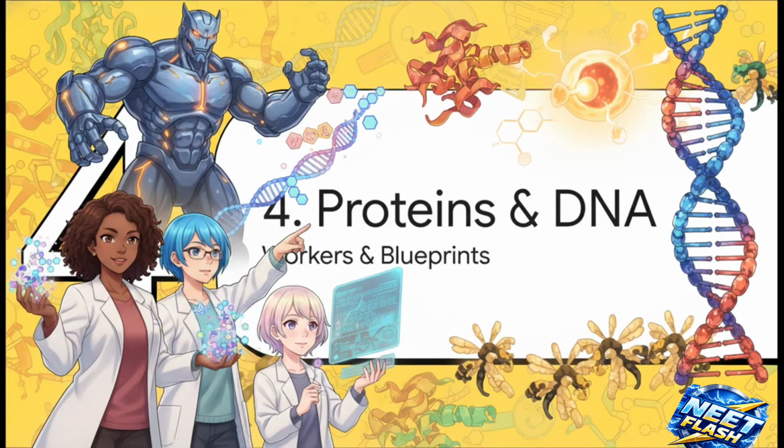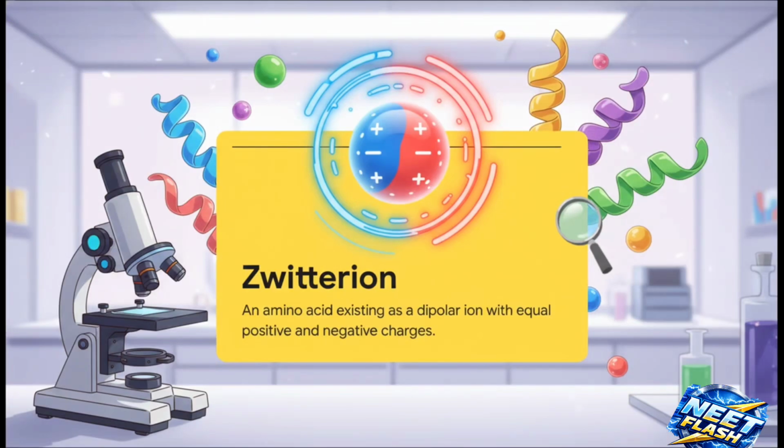Let's move into Section 4, proteins and nucleic acids. So proteins are heteropolymers made up of amino acids, and amino acids are fascinating because they have both an acidic group and an alkaline group. This means they actually change their ionic charge depending on the pH of whatever environment they're in. At a very specific pH level, the amino acid becomes what's called a zwitterion. This means the molecule acts as a dipolar ion balancing equal positive and negative charges at exactly the same time.